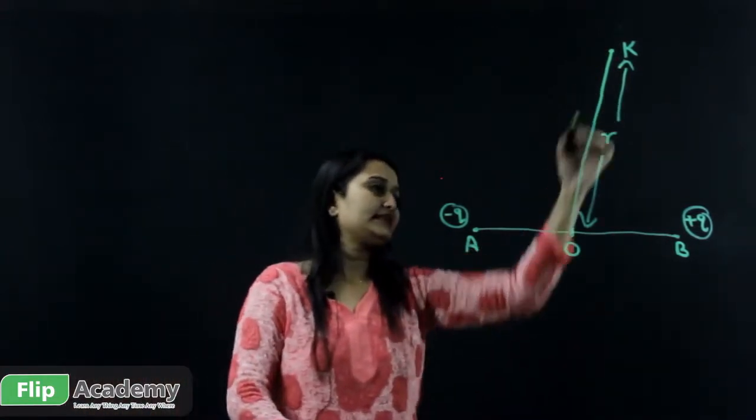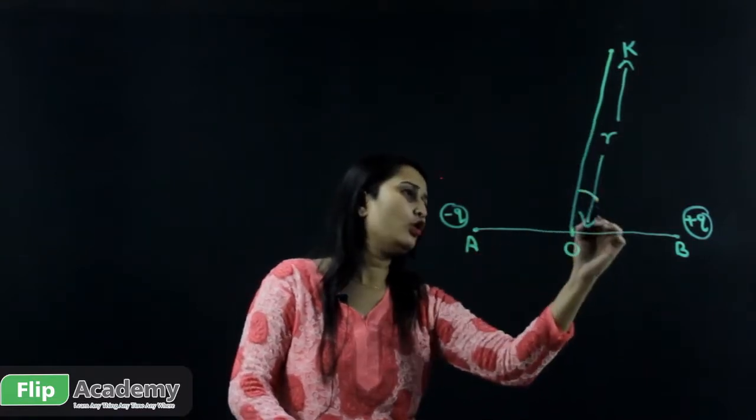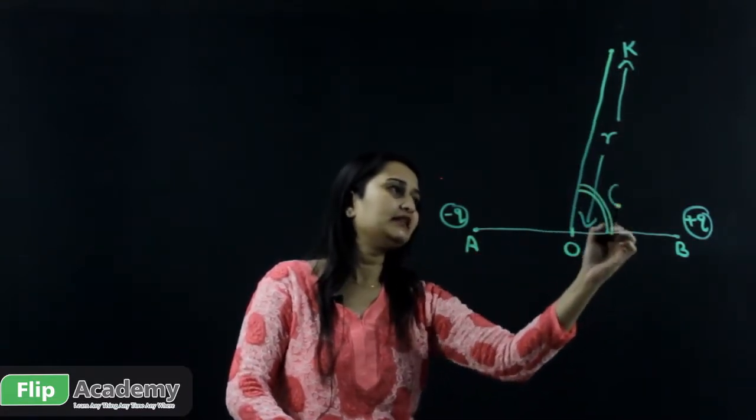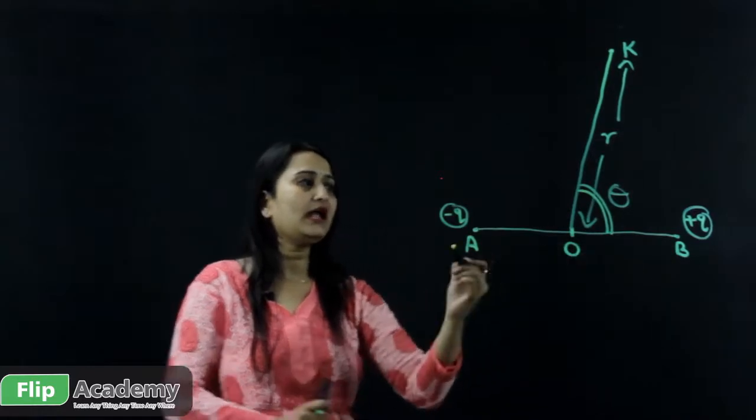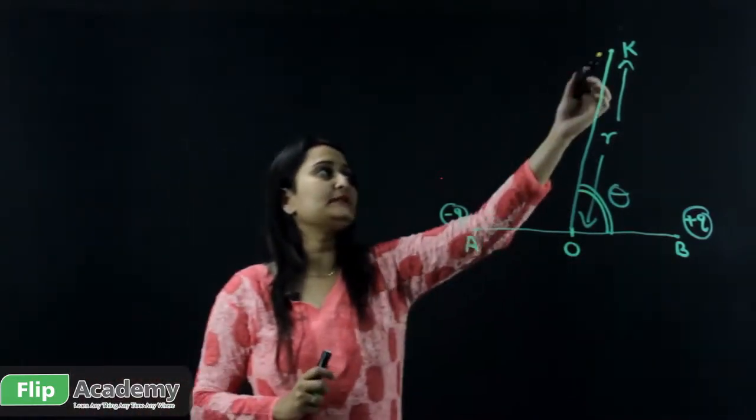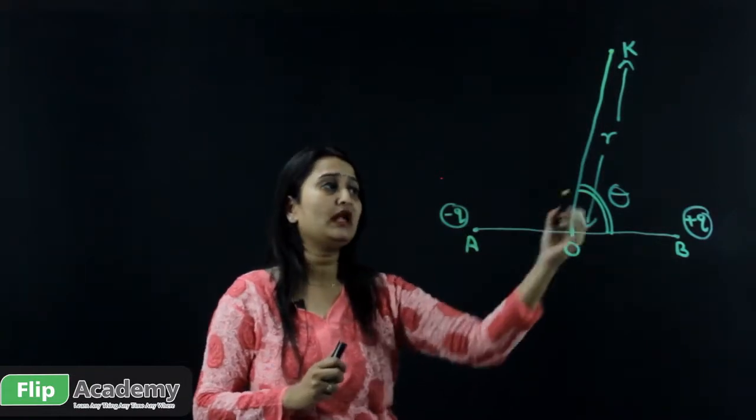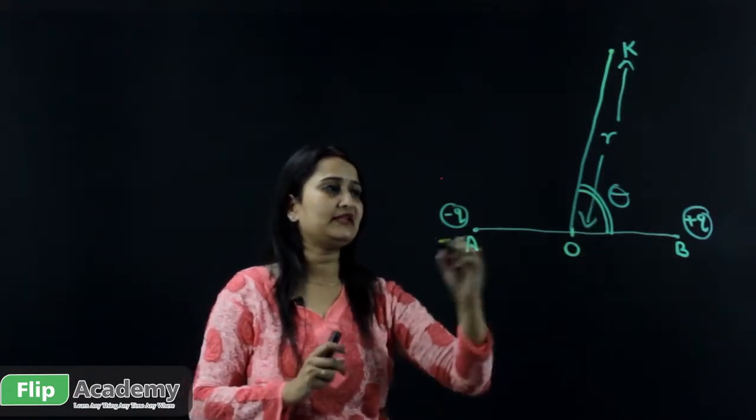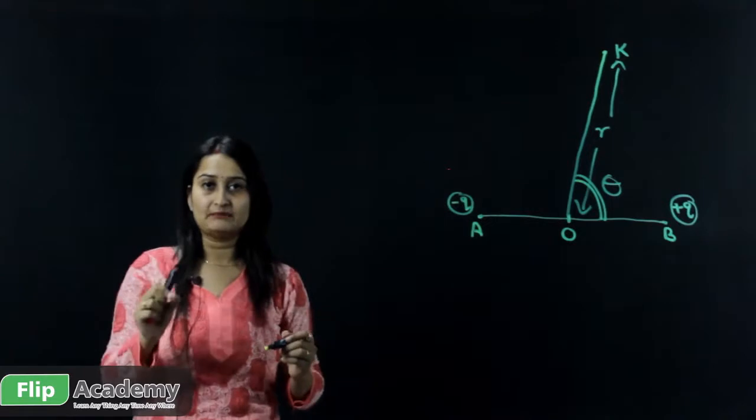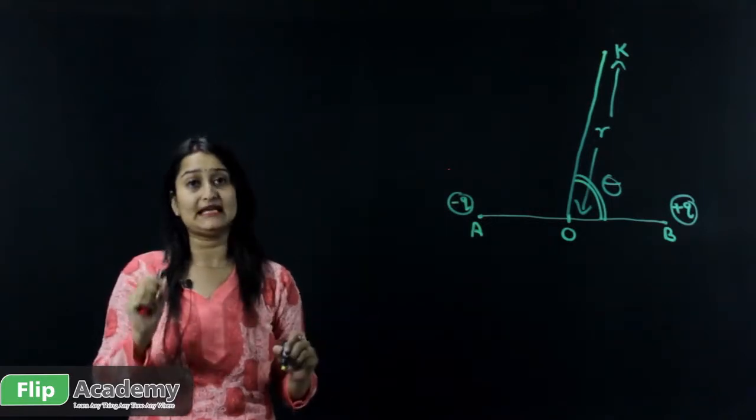Now, this line KO is making an angle theta with AB. That is, this point K, which is placed anywhere around this electric dipole, is making an angle theta with the electric dipole, which is shown by the line AB.